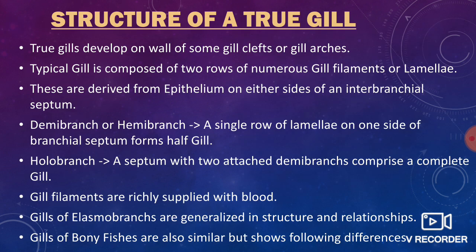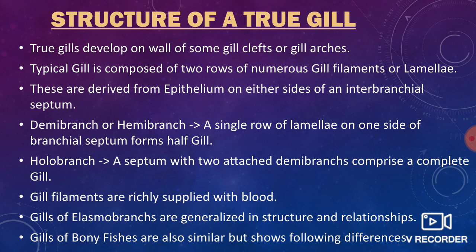Arches are supported by skeletal structures of the splanchnocranium, together forming the visceral skeleton. If we talk about the structure, a true gill develops on the wall of some gill clefts or gill arches. A typical gill is composed of two rows of numerous gill filaments or lamellae. These gill filaments are derived from epithelium on either side of an interbranchial septum.